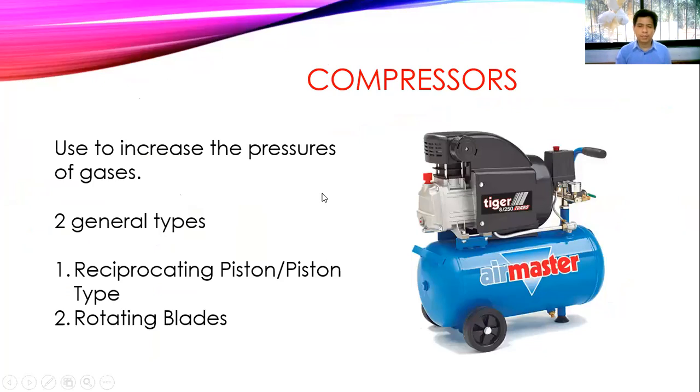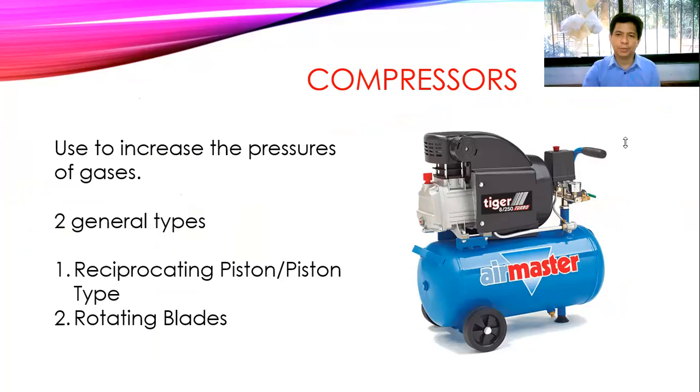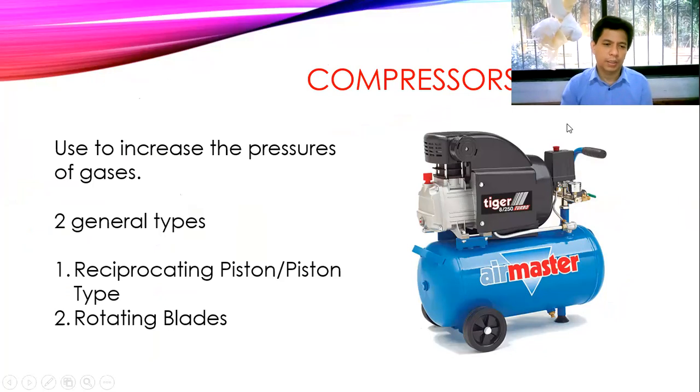Okay, so probably you have seen one when you increase the pressure of the tires. So there are two general types: the reciprocating piston or the piston type, which is usually used to increase to a relatively high pressure. The more common type is the rotating blade. So let's take a look at these two types of compressors.